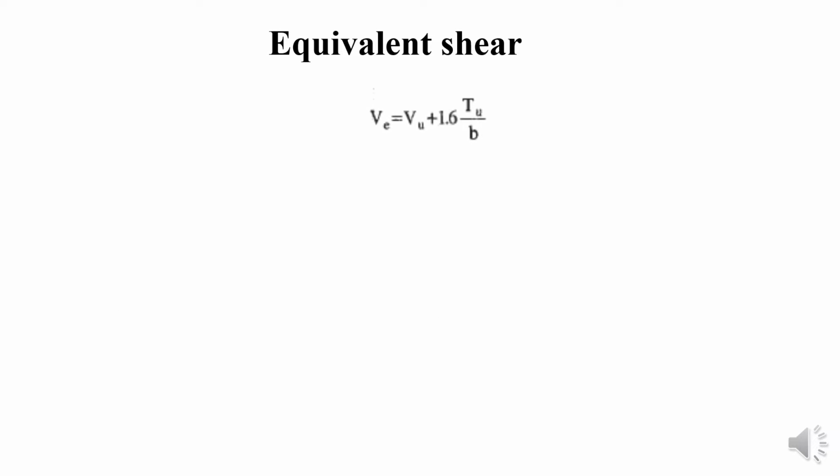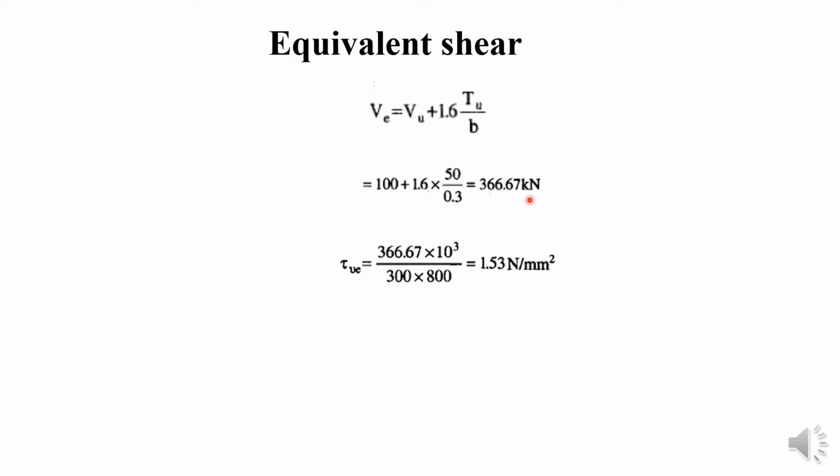First we have to find out the equivalent shear. The equivalent shear is given by Ve is equal to Vu plus 1.6 into Tu by B. So substitute the value. Already we know the value of Vu, that is 100, plus 1.6 into Tu, torsional moment 50, divided by B 300 converted into meter 0.3. So that will be equal to 366.67 kilonewton.